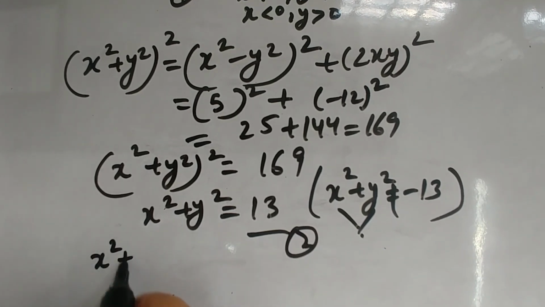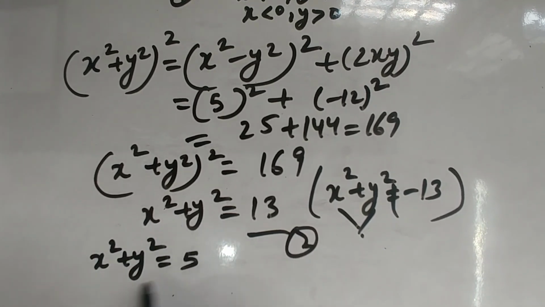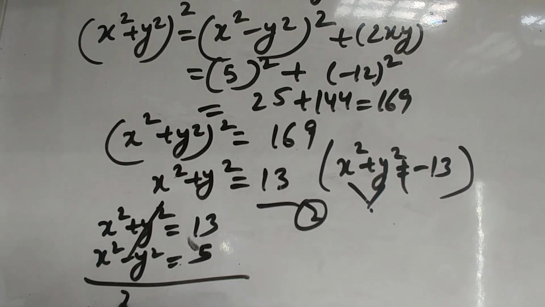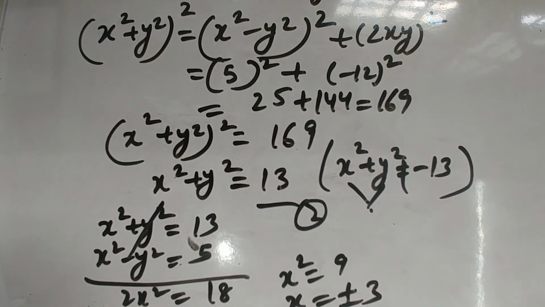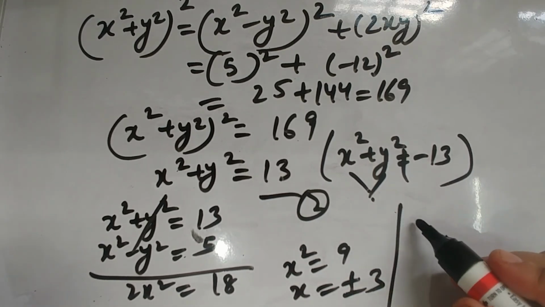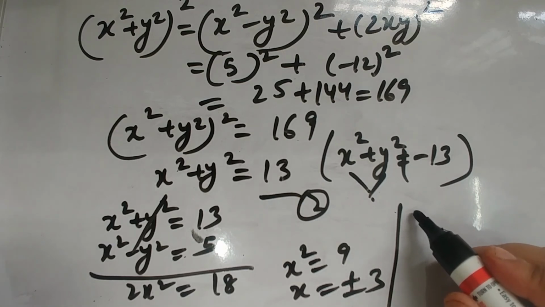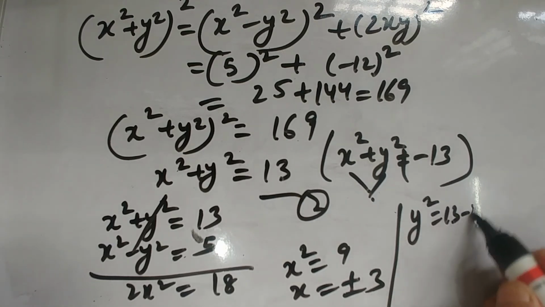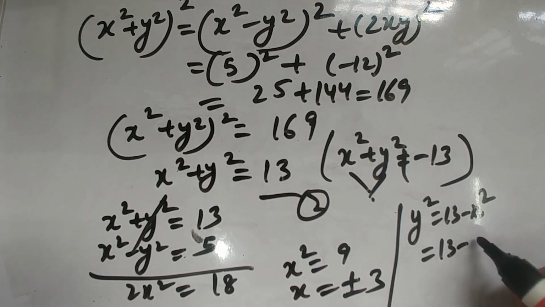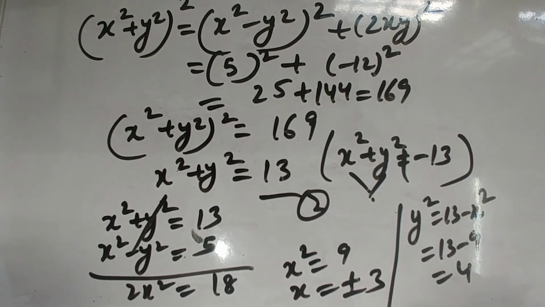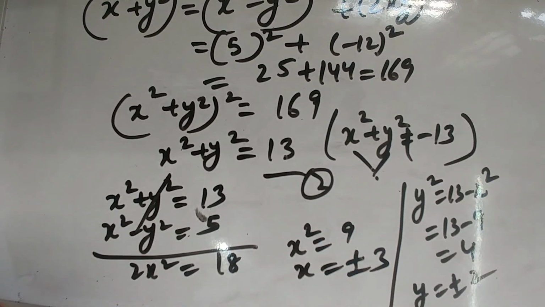Now I will solve x² plus y² equal to 13, and x² minus y² equal to 5, which I do by adding: 2x² is equal to 18, x² is equal to 9, and x is equal to plus minus 3. Now if x² is 9, you know y² is your 13 minus x². So it is 13 minus 9, that is 4. So y is plus minus 2.